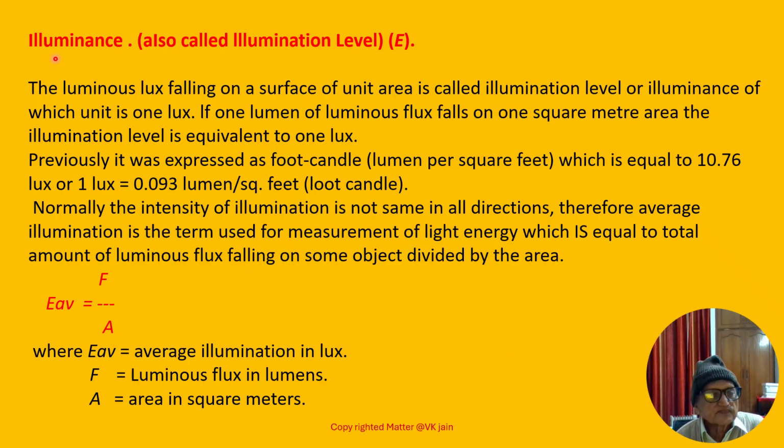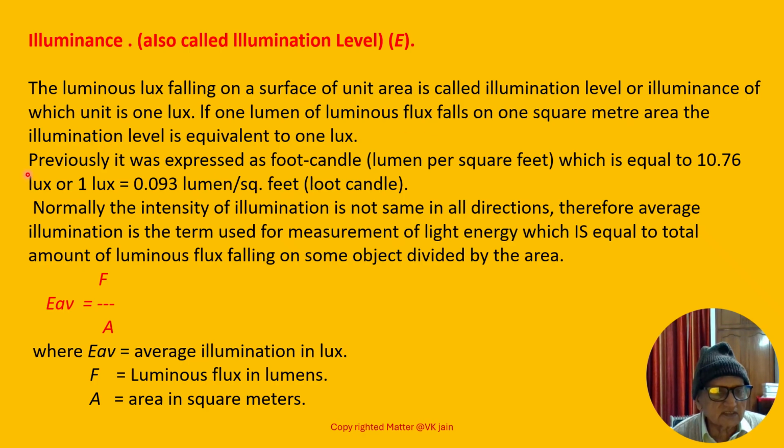Friends, I will once again define illumination level, which is also known as illuminance. The luminous flux falling on a surface of unit area is called illumination level or illuminance, of which the unit is lux. If 1 lumen of luminous flux falls on 1 square meter area, the illumination level produced is equivalent to 1 lux.